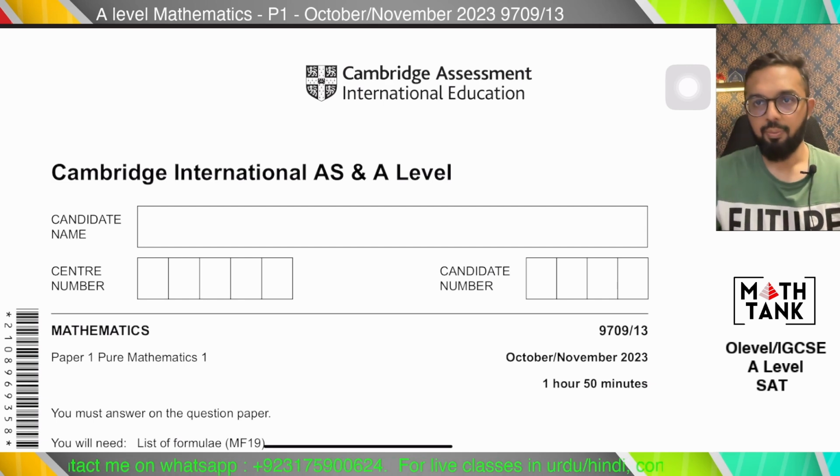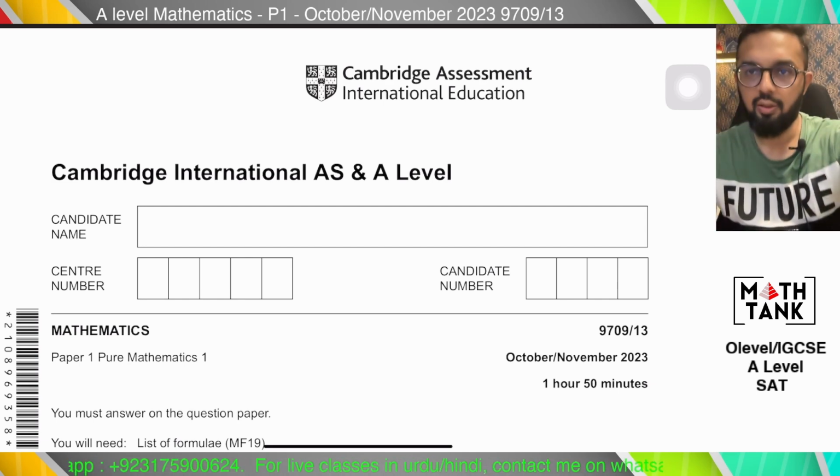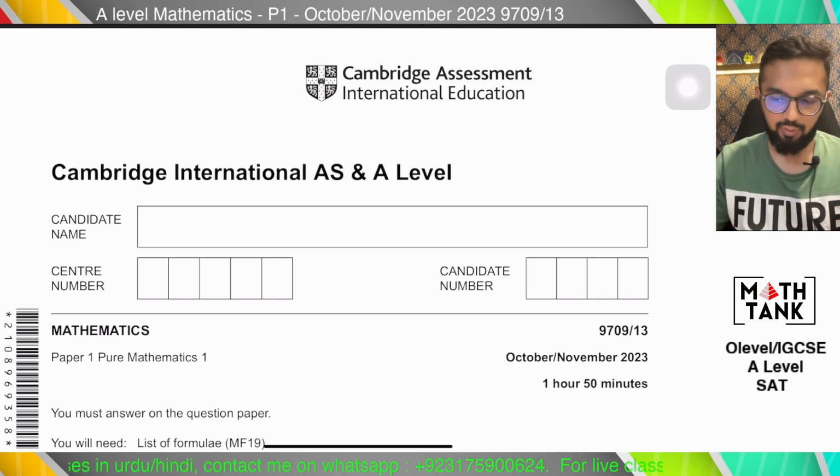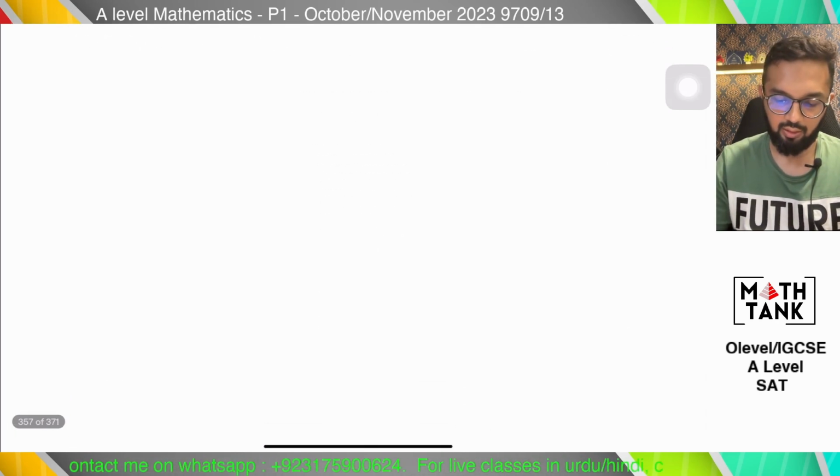Okay, welcome to another past paper session. Today's paper is again paper 1 from November 23. This is the third variant. Let's start solving quickly. Let's see what the first question is.